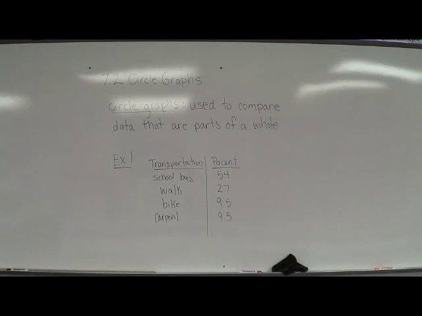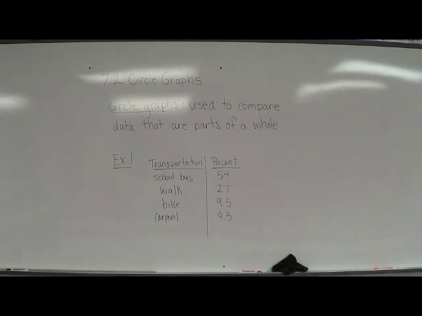Today we're talking about 7.2, circle graphs. Essentially, circle graphs are just used to compare parts of a whole. So when you look at a bunch of percentages, the whole thing should add up to 100%, and we're just looking at different pieces of that. It almost shows you the picture of a pie as to how much of that is being consumed by each piece.